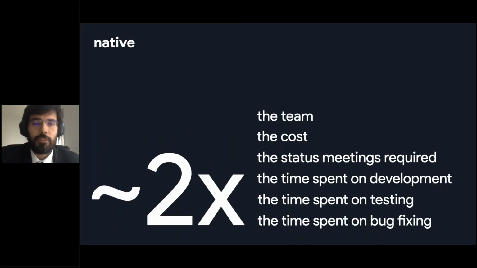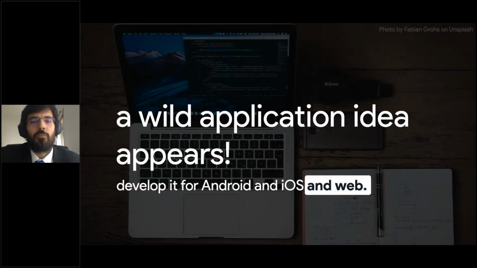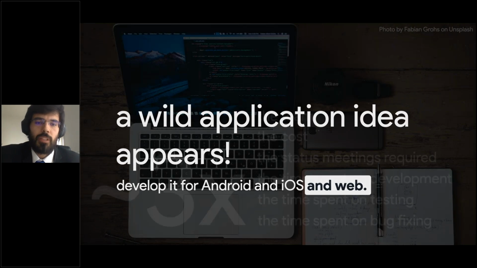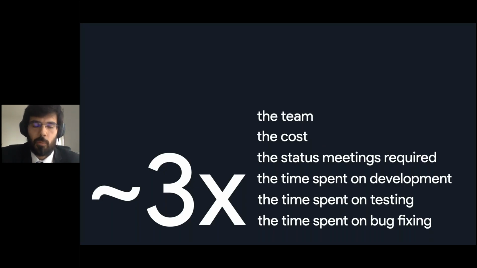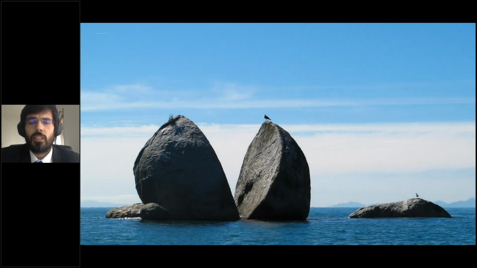So this roughly also means that you're going to have 2 times the team, the cost, the status meetings required, probably a bit more than 2 times, but who's counting? The time spent on development, the time spent on testing, the time spent on bug fixing. And if we then decided to also develop for the web, we're going to have 3 times the team, the cost, the status meetings required, time spent on development, testing, and bug fixing. So what we really want is to cut this in half.